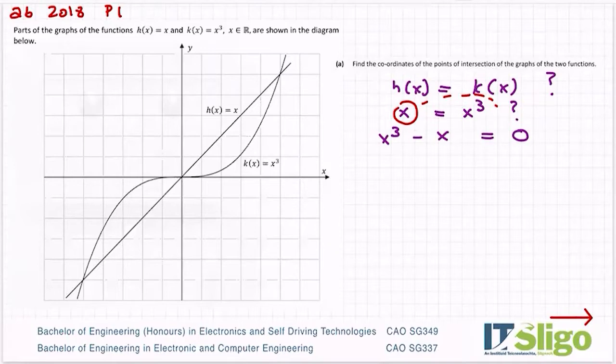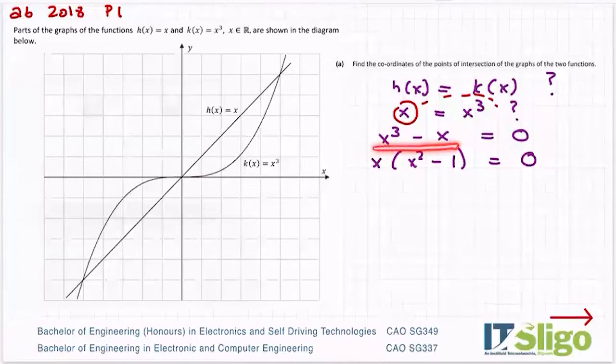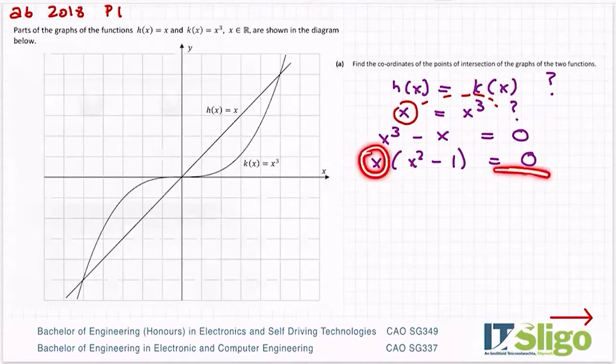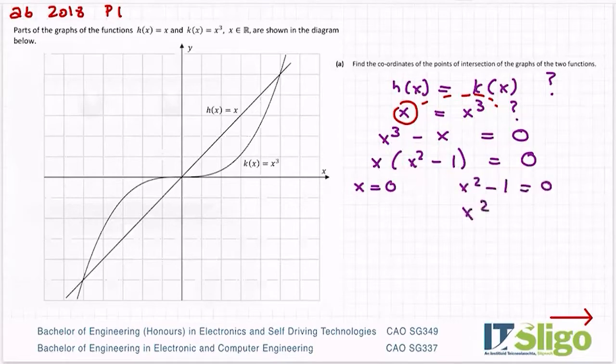So the easiest way to solve this is to factor out the x that they have in common, like we would have done in Junior Cert, so taking out the highest common factor, which is an x. Then solve it, so let each factor equal 0. x equals 0 is one solution, and then let the other factor equal 0. Let's solve this one. x squared is equal to 1, and x is equal to the square root of 1, which is in fact plus or minus 1.